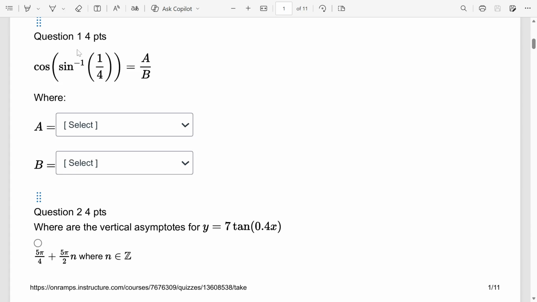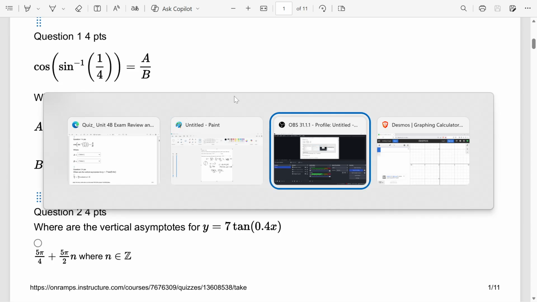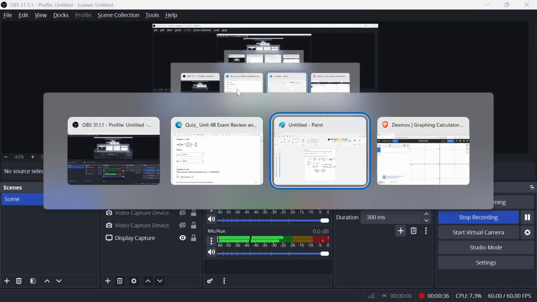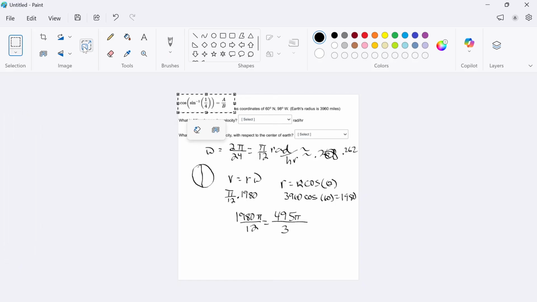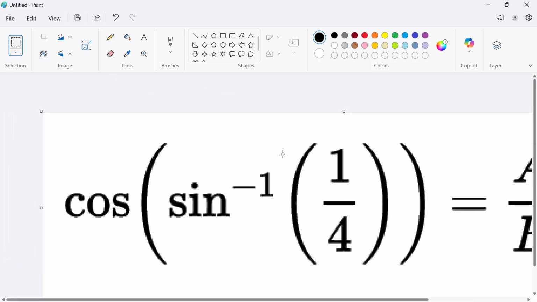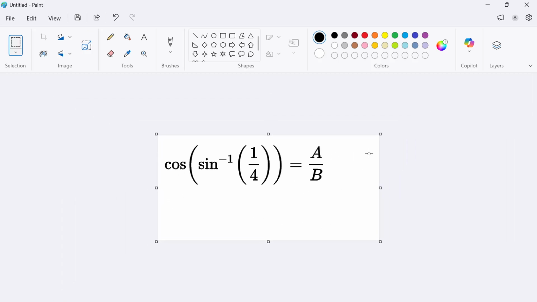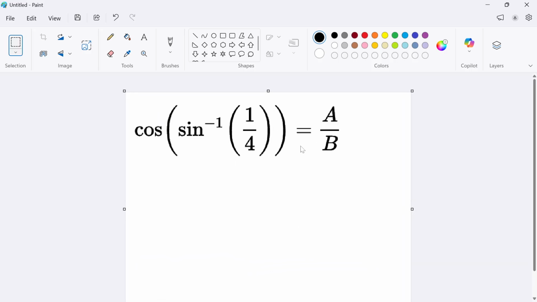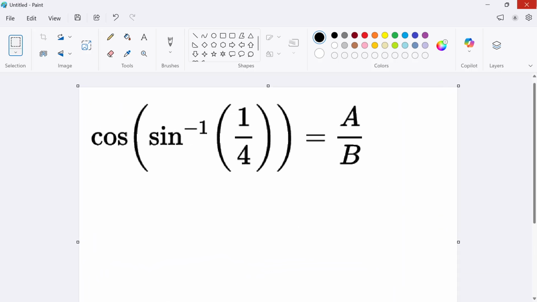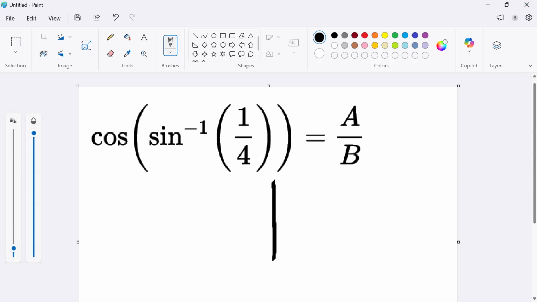Some of it I'll have to do partially on this PDF, and for some reason I like to print the screen. Let me make sure that this is working, and then I'll go here. So this says the cosine of arcsine of 1/4 equals a over b. I'm trying to give myself more room. So I have to remember this, number one.